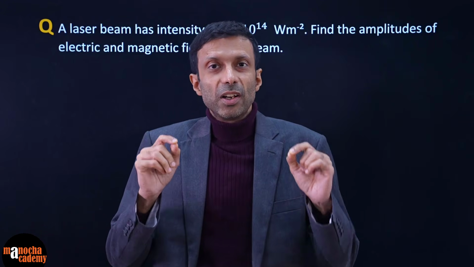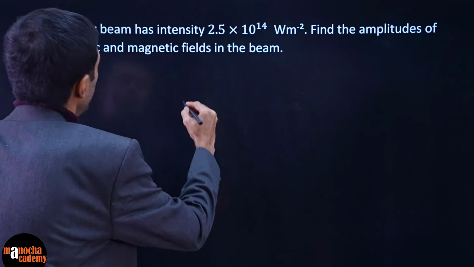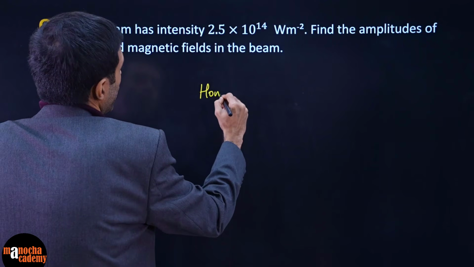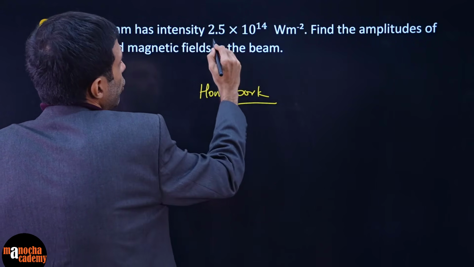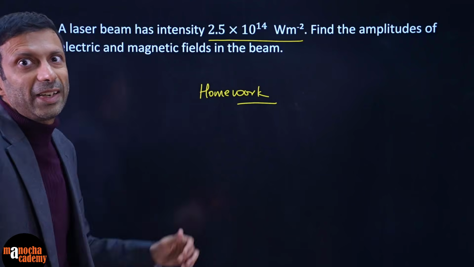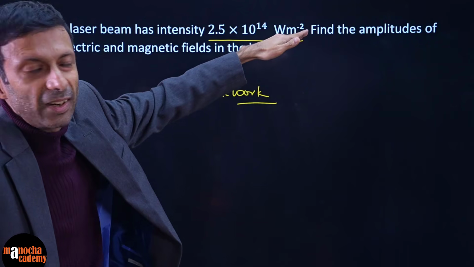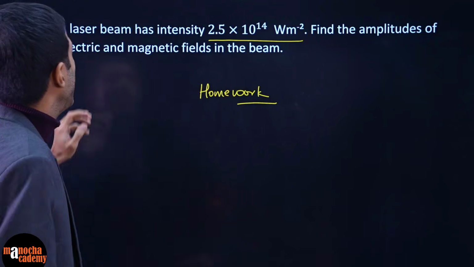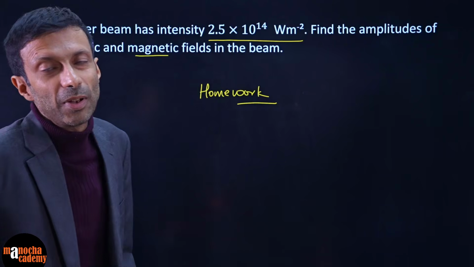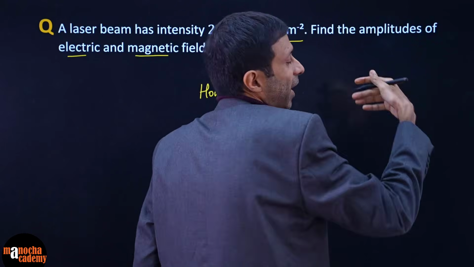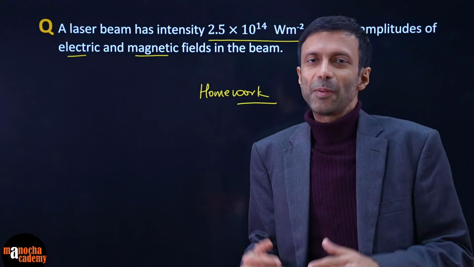And now I'll leave you with an interesting homework question which I want you guys to try. So here's your homework question. We have a laser beam of intensity given to you this much. Remember we talked about intensity, energy per unit area per unit time, which is basically power per unit area, right? Watt per meter square. Find the amplitudes of the electric and magnetic fields in the beam. Amplitude means your maximum values of electric and magnetic fields.